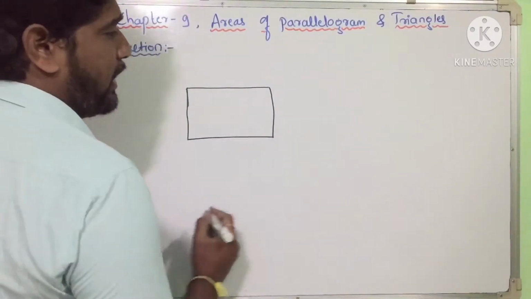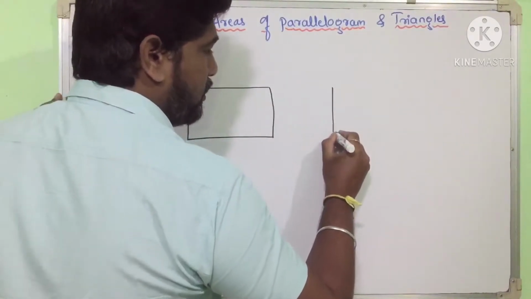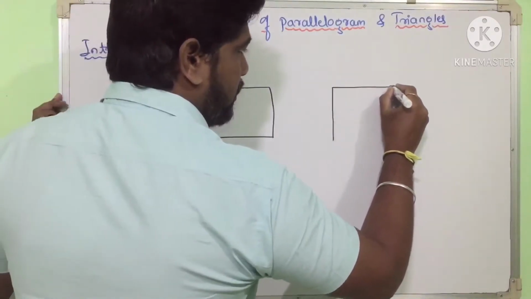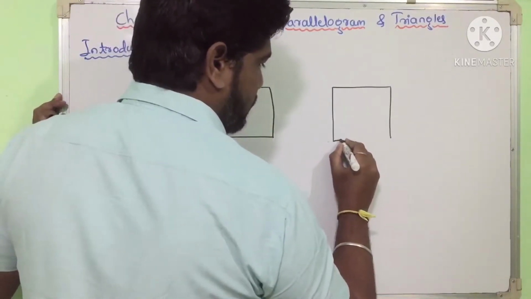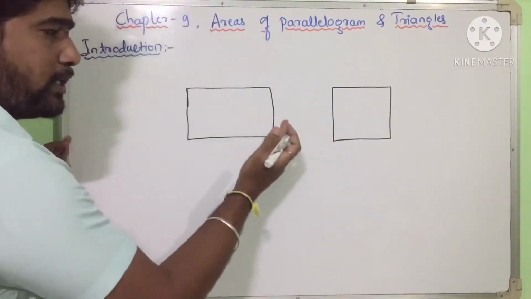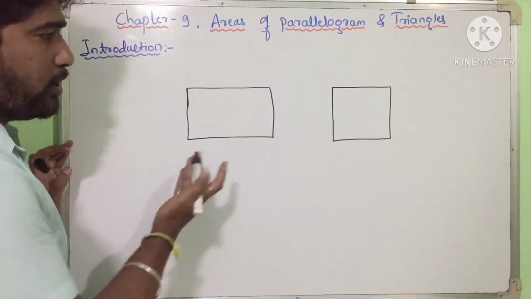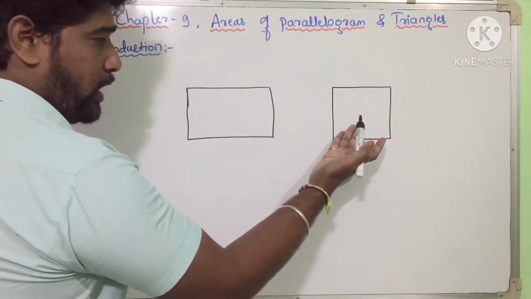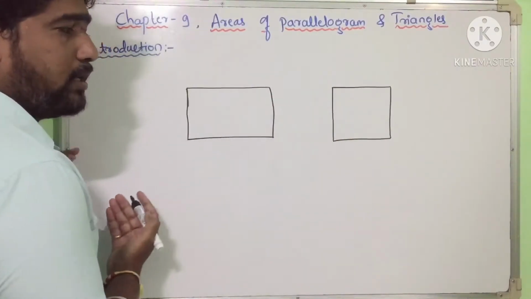it is a rectangle, right? And here it is a square, right? So are these congruent? No, because it is a rectangle and it is a square. They have different shapes, right?